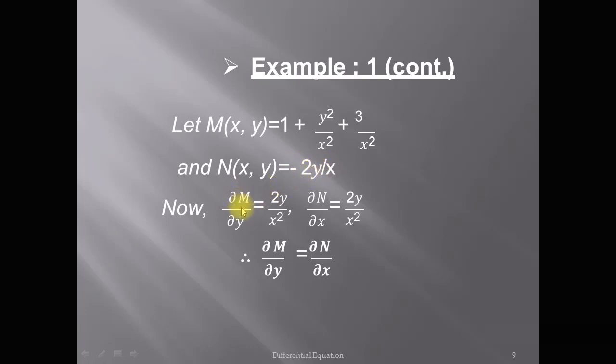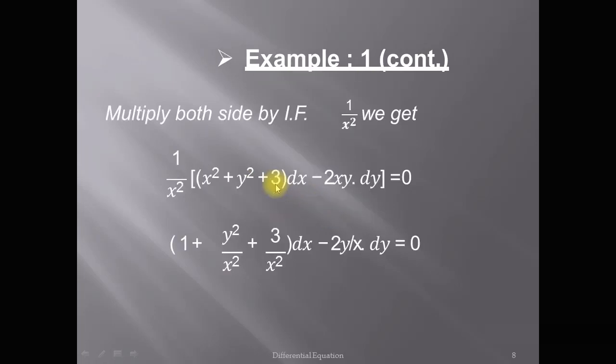Now the partial derivative of m with respect to y. With respect to y, this term is treated as a constant, and this term is also treated as a constant. So the derivative of the constant term is 0, and the derivative of y square with respect to y is 2y by x square. Now the derivative of the n function with respect to x, we get 2y by x square. Since these two results are equal, this differential equation is now an exact differential equation.